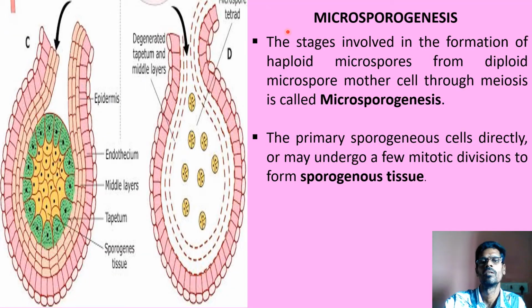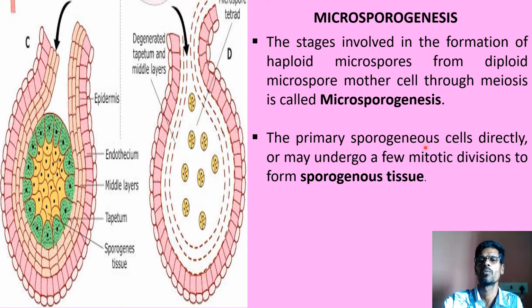So the next is microsporogenesis. The stages involved in the formation of haploid microspores from the diploid microspore mother cell through meiosis is called microsporogenesis. So this question we may get from a 2-mark point of view. Define microsporogenesis, which means the stages involved in the formation of the haploid microspores from the diploid microspore mother cells is usually called microsporogenesis.